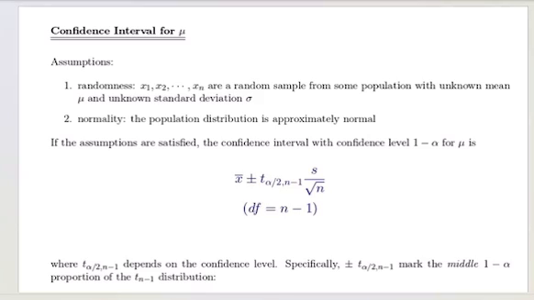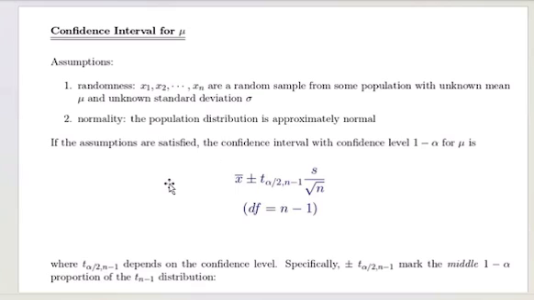Number two assumption is normality. The population distribution you're choosing from has to be normal. And if it is not normal, you need to choose a large sample size. And how large is large? It has to be at least 30. Does that make sense?